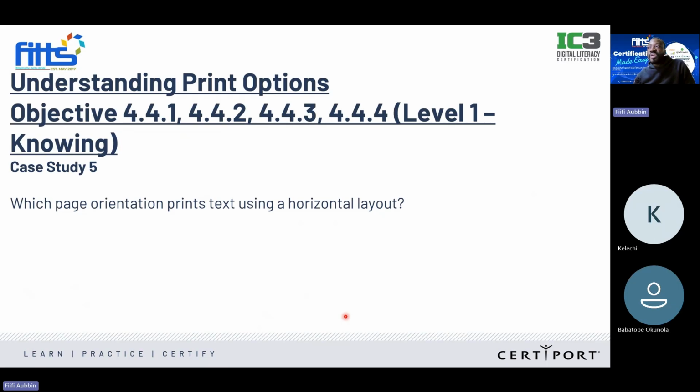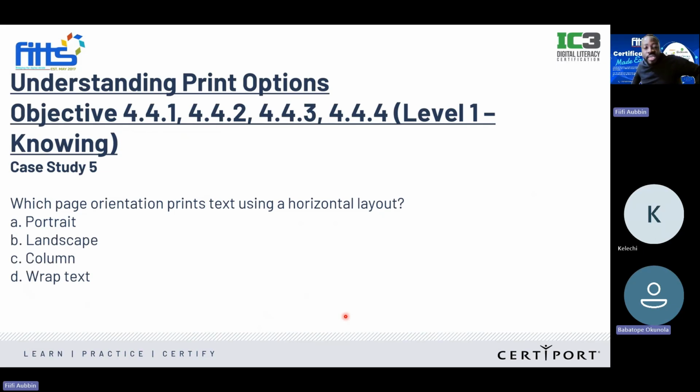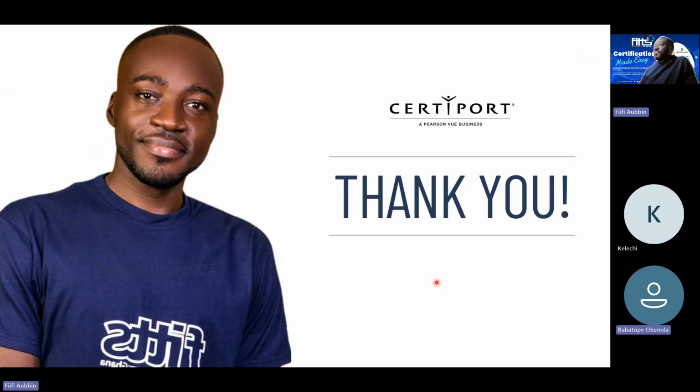Which page orientation prints text using a horizontal layout? Is it portrait, landscape, column, or text? So horizontal is what? Left to right, and vertical is top to bottom. Which orientation prints horizontally? Landscape. Yes, landscape, that's it.